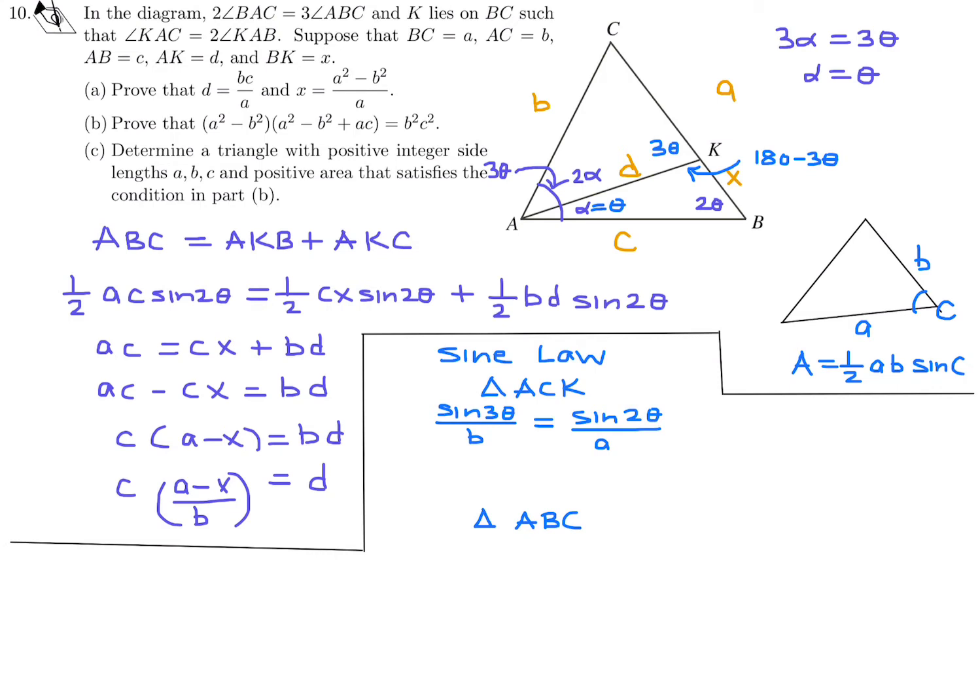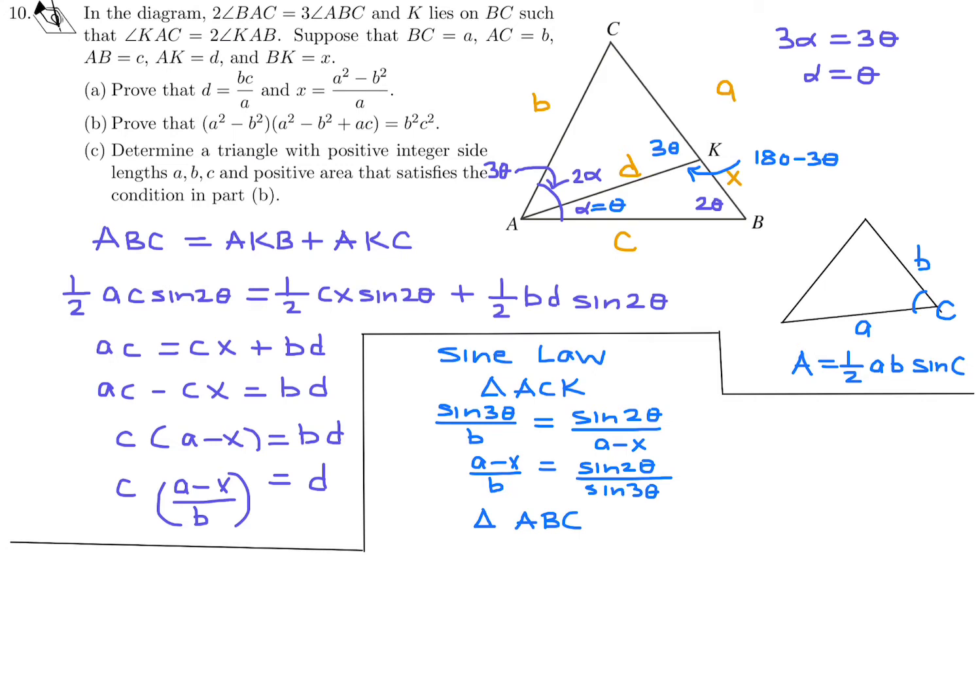So if you simplify this, actually it's not A, it's A minus X, because I'm looking at just this part right here, because that's the part that's opposite of 2 alpha, which is 2 theta. So now we can simplify, and when we do, we get sine 2 theta over sine 3 theta is the same as A minus X over B. So I just cross multiplied a little bit.